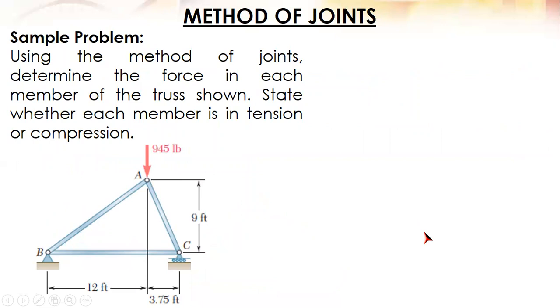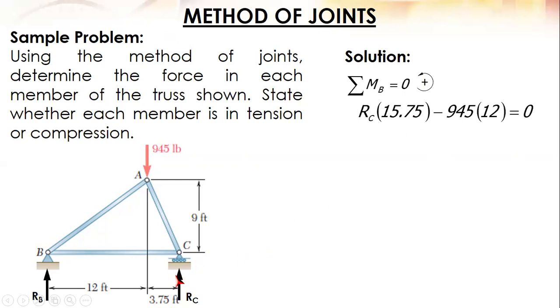Simple problem. Using the method of joints, determine the force in each member of the truss shown. State whether each member is in tension or compression. Okay, so let's identify the reaction. Since we only have a vertical external load, then the horizontal component of the reaction at B is equal to 0. And we only have vertical reactions at B and vertical reactions at C. So let us solve for the reactions. First, we sum up moment at B, then we can solve RC. This one. RC times 15.75 minus 945 times 12. And we can solve for RC. It's equal to 720 pounds.